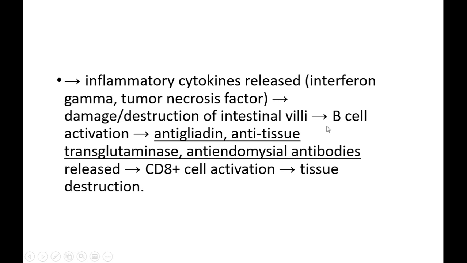Also, there will be resultant B cell activation. When there is B cell activation, anti-gliadin, anti-tissue transglutaminase, and anti-endomysial antibodies will be released. These IgA and IgG antibodies are very significant and pathognomonic of this disease. These are immunoglobulins secreted by the B cells, and they will also result in CD8 cell activation and more tissue destruction.